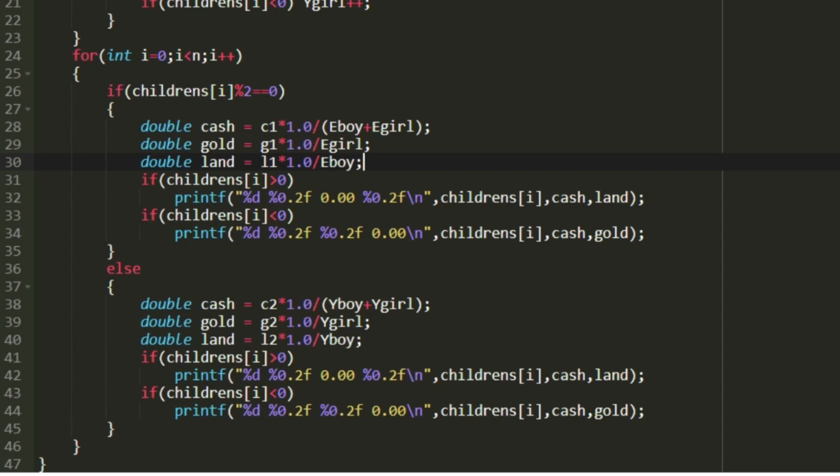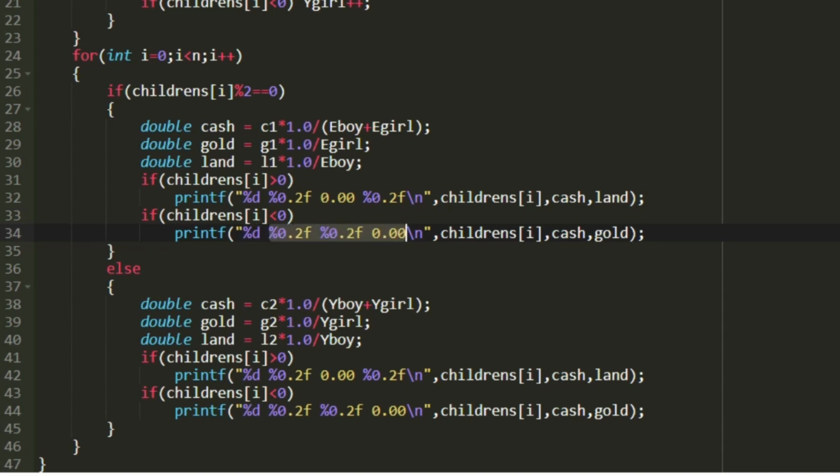In our output format, first we should print the integer child and then the cash, gold and land share. If the integer is greater than 0, then it means that he is a boy child and there is no share in gold for the boy child. So I will be printing 0 0, and then I will be printing the actual share of cash and gold. And if the child's integer value is less than 0, then it means that it is a girl child. For a girl child, there is no share in land.